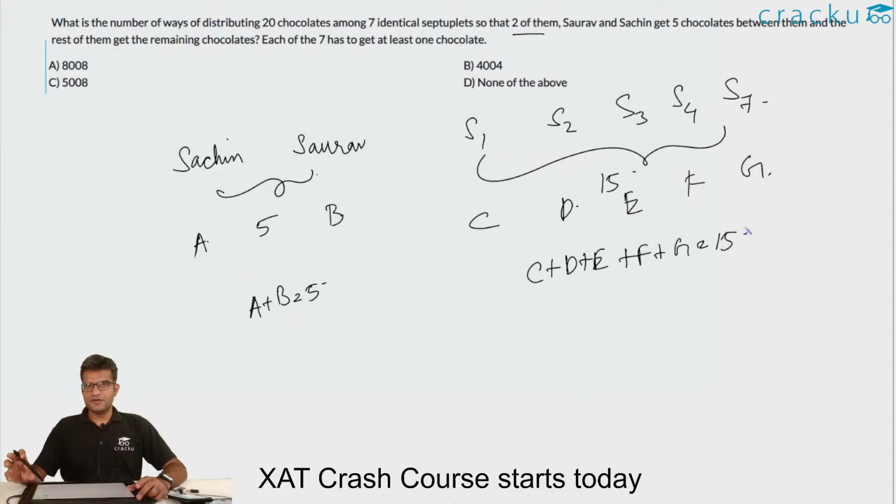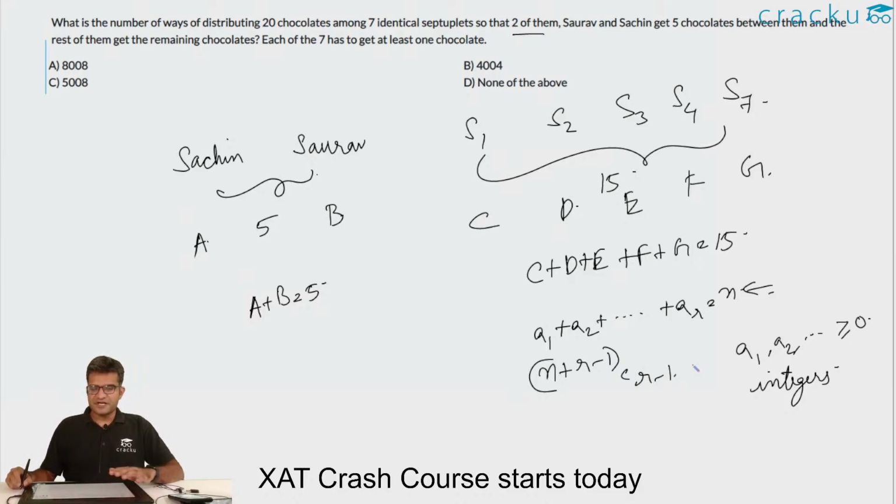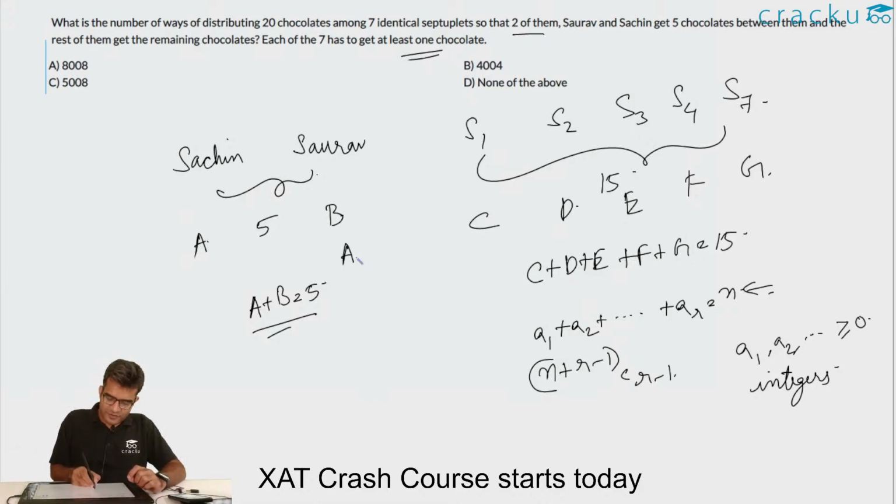We know the formula for the number of non-negative integral solutions of an equation. If you have variables such as a1 plus a2 plus dot dot dot plus ar is equal to n, and all of the ai are greater than or equal to 0 and are integers, that is whole numbers, then the number of solutions for this equation will be n plus r minus 1 c r minus 1. In this particular case there is a small difference: all of these are integers greater than or equal to 1, because we are told that all of them have received at least 1 chocolate. So a, b is greater than or equal to 1, and similarly c, d, e, f, g is also greater than or equal to 1.